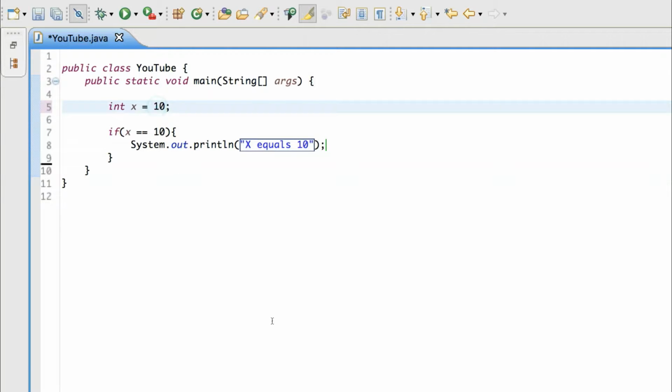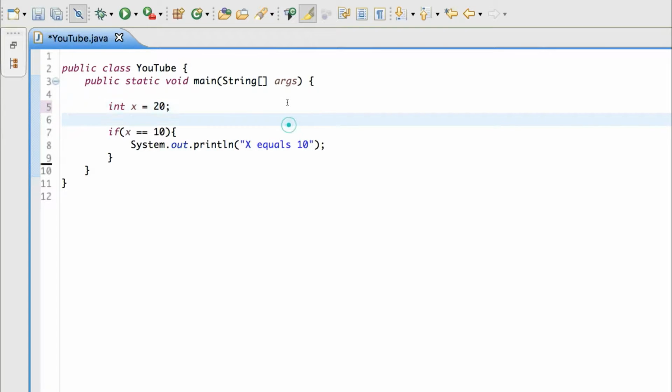Let's say x equals 20 now. What is it going to do? Well, the computer's going to recognize that x equals 20, and it's going to run through this if statement, if x equals 10, and we know that's not true, so it's going to kick out of the if statement, and then it has nowhere else to go. It's going to say, well, that's not true, so where do I go now?